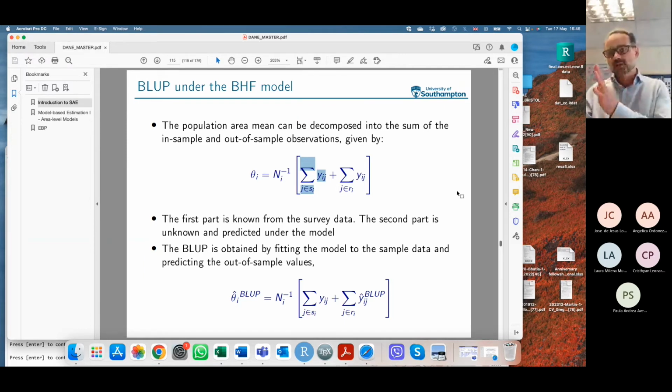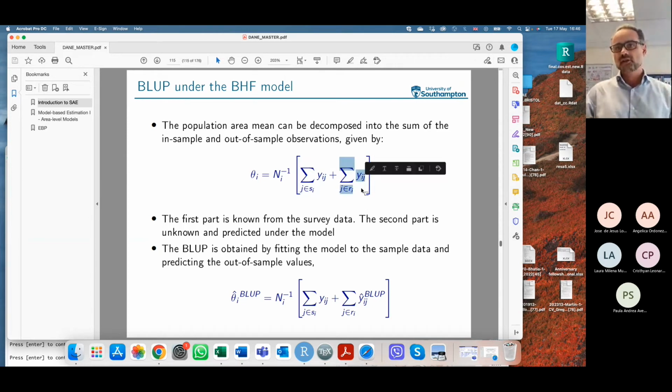And what else you need? You need also a second bit, the income values of households in area i that are not part of the sample. You don't observe them, okay? So you have a sum of two parts. The first bit you observe because you have data from the survey in each municipality. The second part you don't observe because these are what is in the rest of the population that is not observed in your sample, and hence you are missing these Y_ij values.